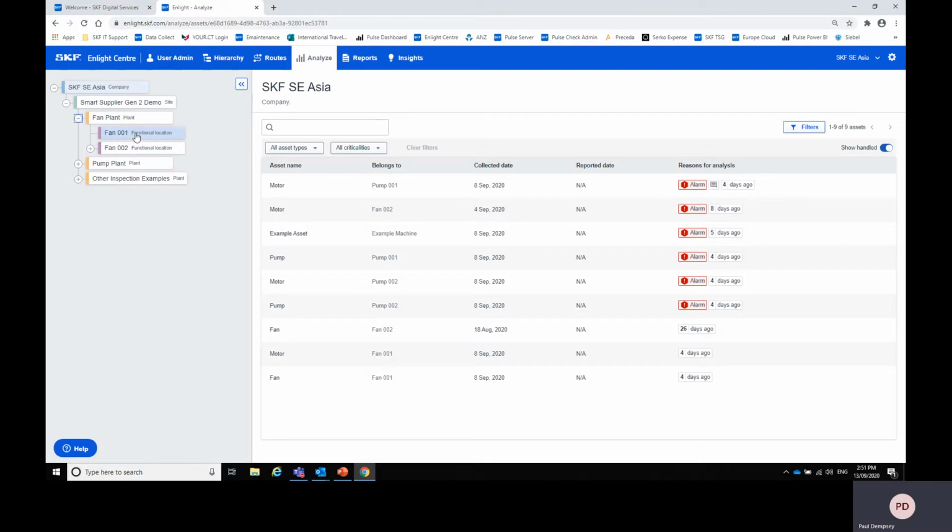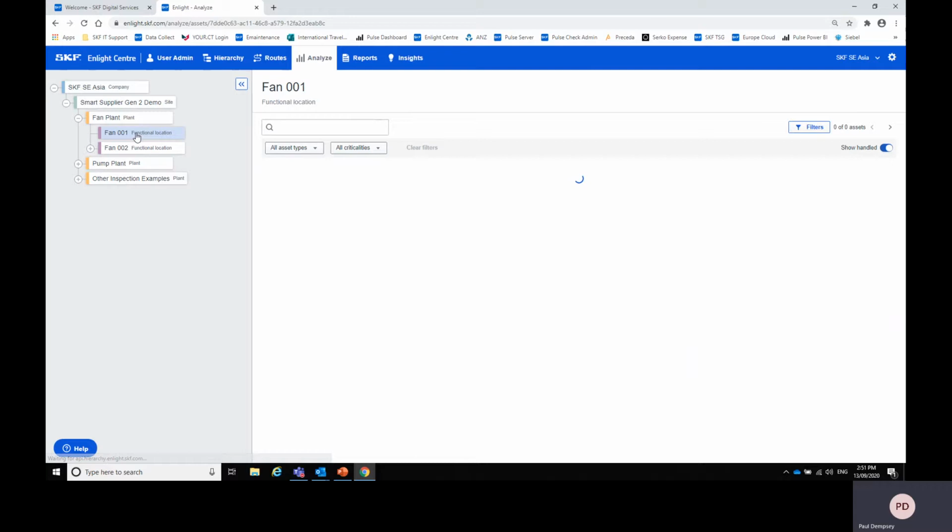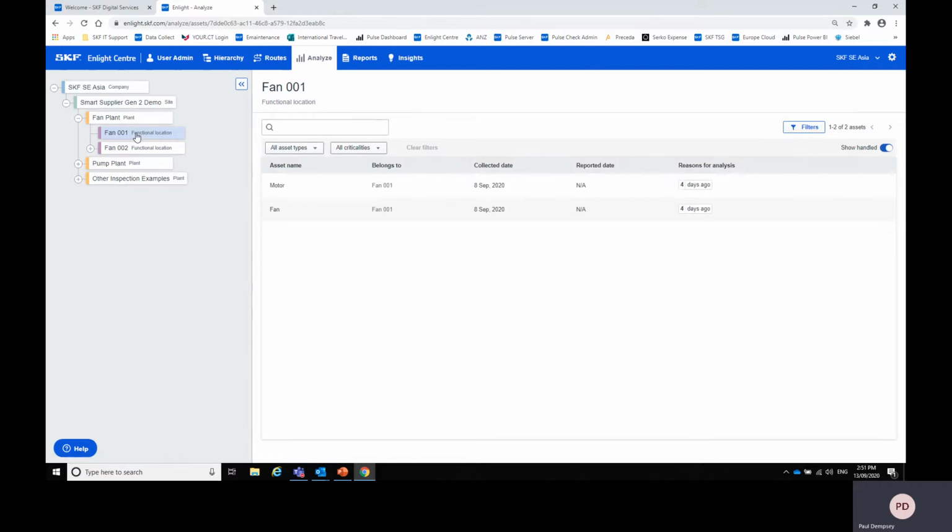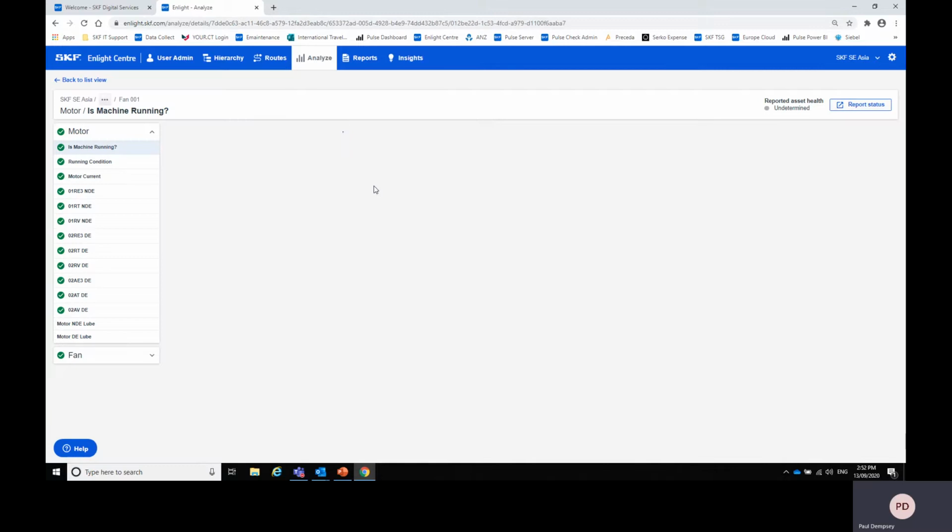Now, if you want to have a look at the data that's being collected on a particular machine, very simply, you click on that machine, and then we're given the choice to select the data that has been collected on the motor or the fan in this instance. It tells us when the last time data was collected. So let's have a look at the data on the motor for this particular machine.